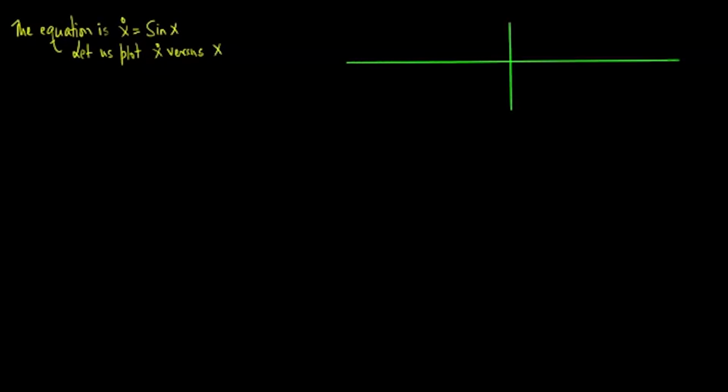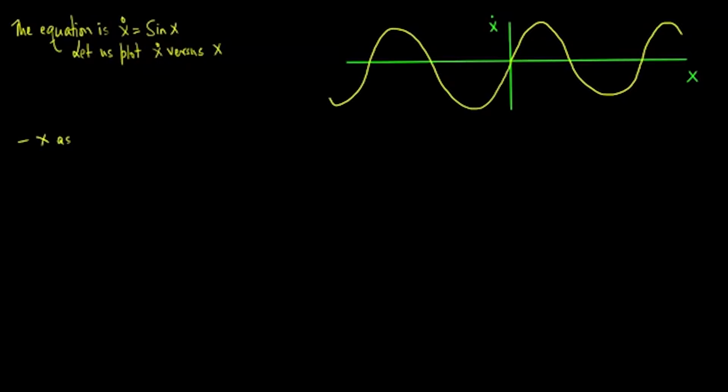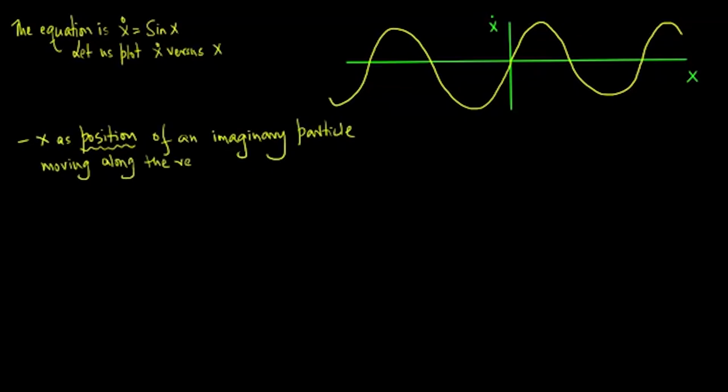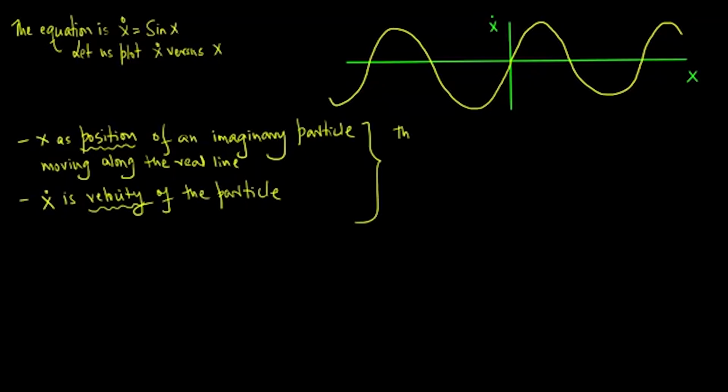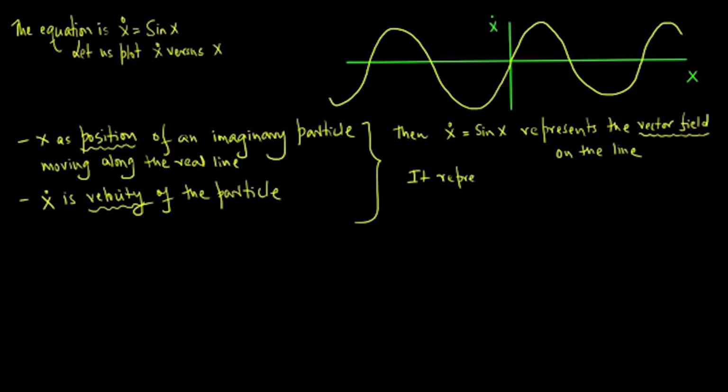Here is a slightly simple-minded plot of x dot versus x. Think of x as the position of an imaginary particle that is moving along the real line. Then x dot is the velocity of the particle. Then x dot is equal to sine x represents the vector field on the line. Essentially it represents the velocity vector x dot at each x.